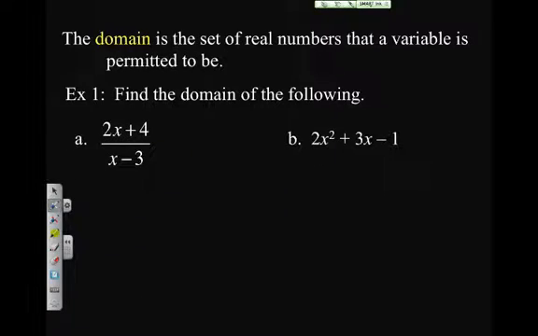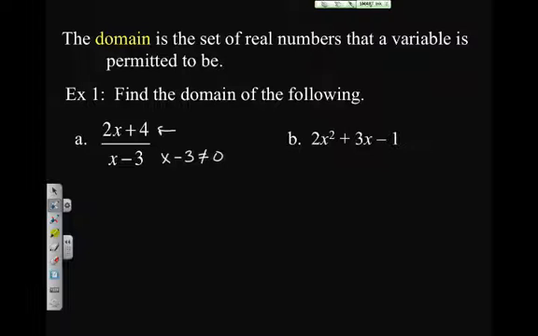So when we look at a rational expression for part A here, finding the domain, we have 2x plus 4 over x minus 3. When you look at the top, the numerator, this can really be anything. I can put in any number for x, multiply it by 2, and add 4, and that doesn't ever create any problems. But in the denominator, we have to be sure that x minus 3 does not equal 0, because if x minus 3 equals 0, that makes the function undefined.